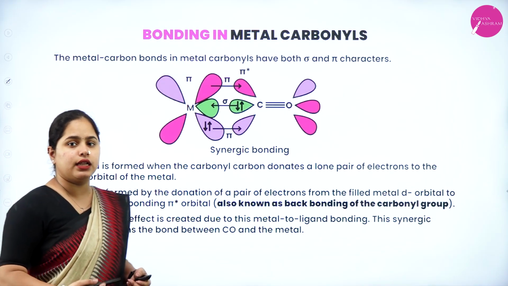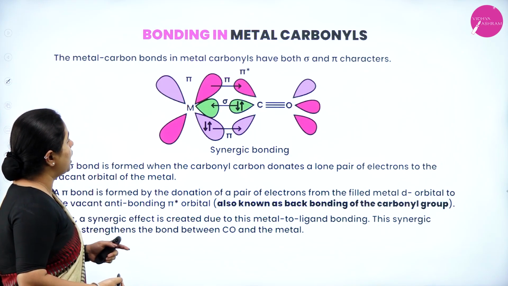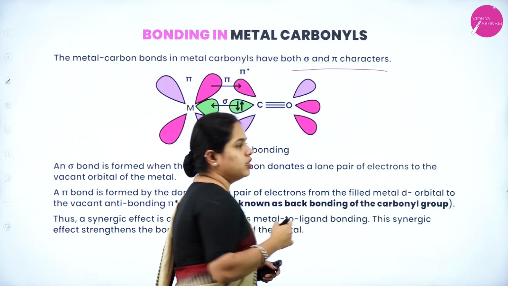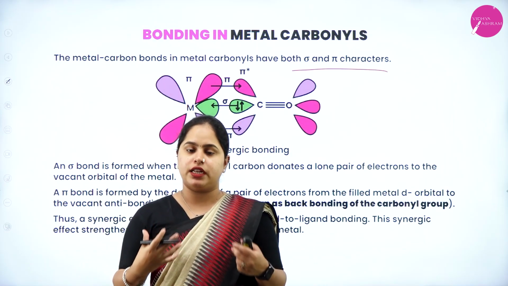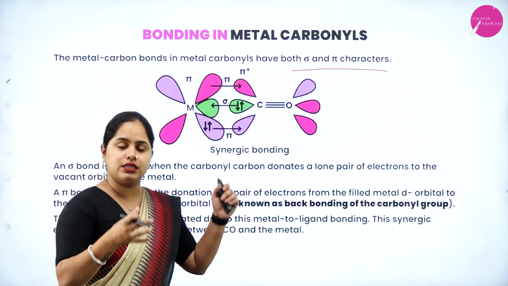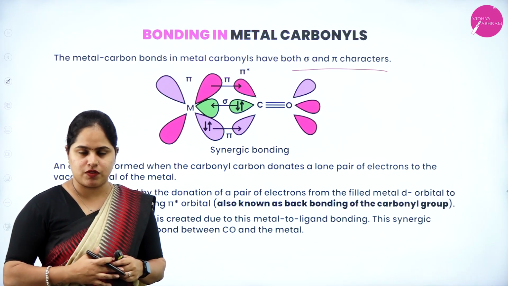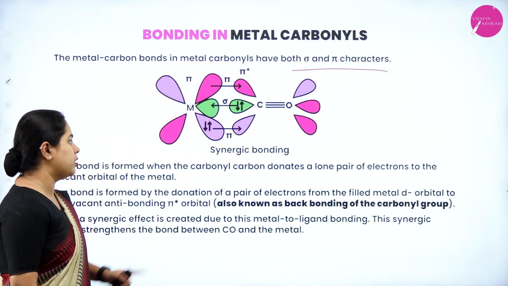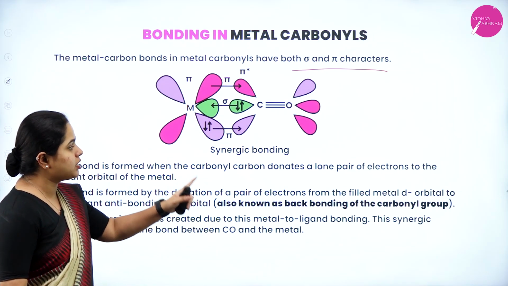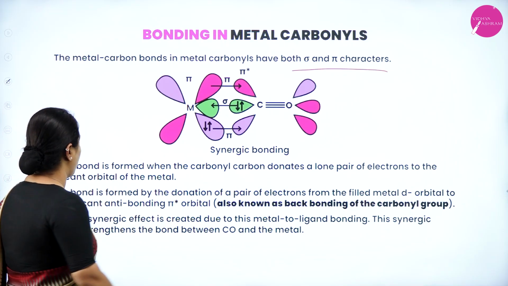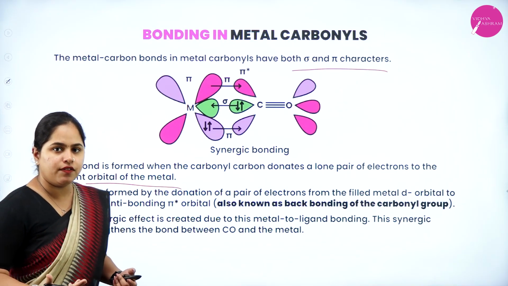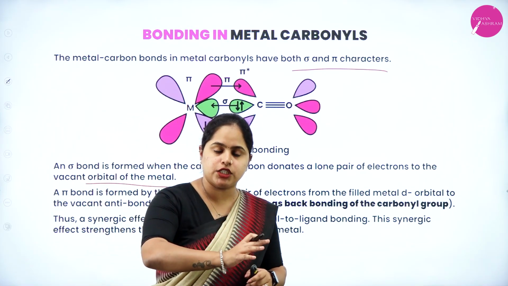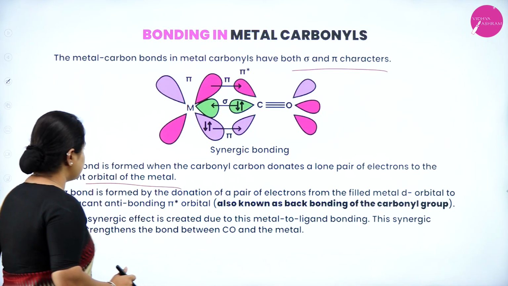Now what is the bonding in these metal carbonyls? The metal carbon bonds in metal carbonyls have both sigma and pi characters. So the metal carbonyl bonds are generally very strong. Now why is this? Because there are sigma as well as pi bonds present. So how is this happening? Let us see here. A sigma bond is formed when the carbonyl carbon donates a lone pair of electrons to the vacant orbital of the metal. So generally we have studied the ligand will have the lone pair or extra electrons which it will donate to the metal, right?